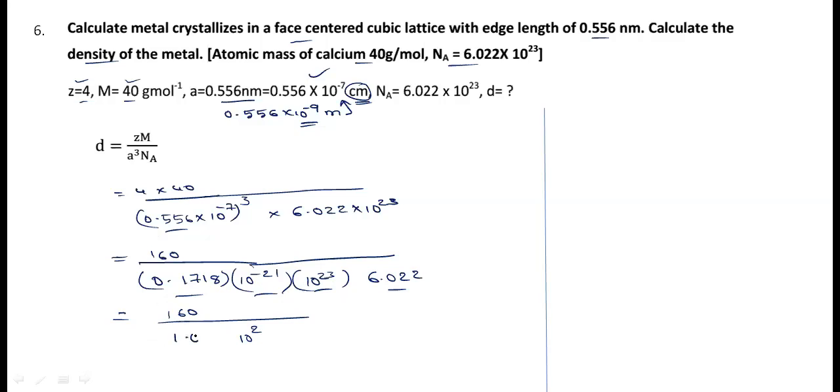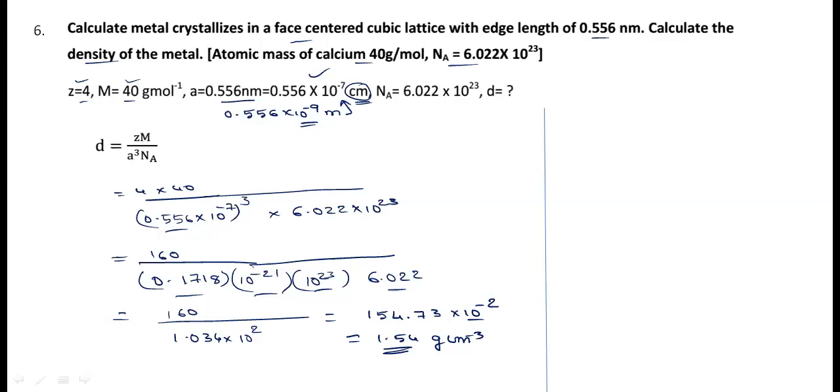If we divide 160 by 1.034, it is 154.73 into 10 to the power of minus 2, or 1.54 gram per centimeter cube, which is the density for the given problem. So these problems help us see how density is calculated by using various information.